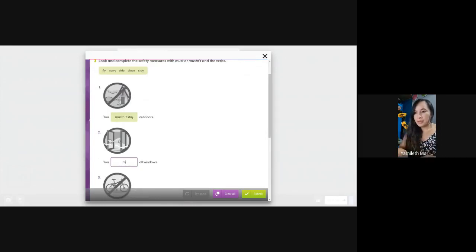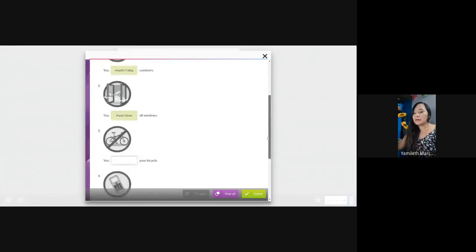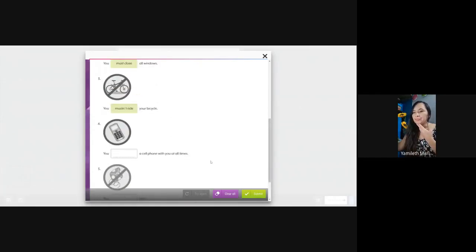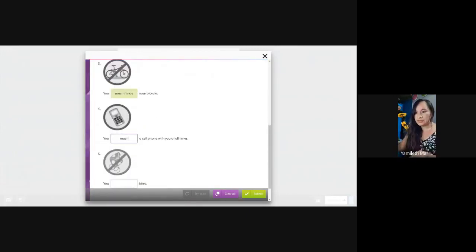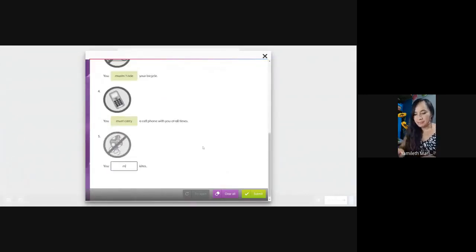Number two, you must, look at the picture. According to the picture, you are going to answer this. You must close all windows. Then we have in here, you mustn't ride your bicycle. Then we have number four, you must carry a cell phone with you at all times. And the last, you mustn't fly. These are the verbs.